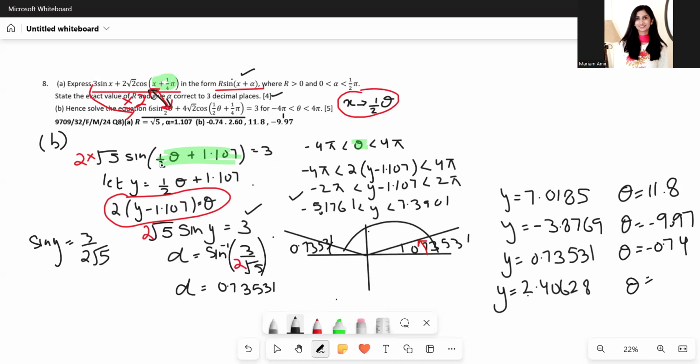And lastly, 2.40628 minus 1.107 times 2 gives us 2.5985, so rounds to 2.60. So these are the four solutions of the given equation.